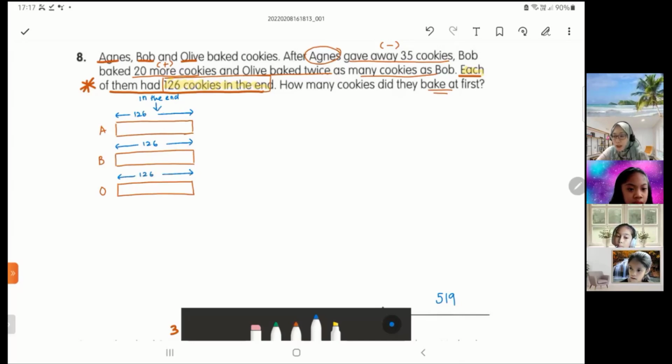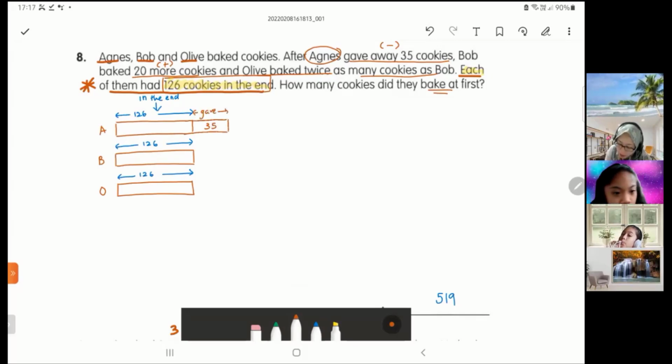But Agnes gave away 35. At first, she has more than the 126. So she has the 35 more. So you have to put in the 35. This is a 35. What happened to the 35? She gave away. I just put "gave away". Okay? So this is Agnes.